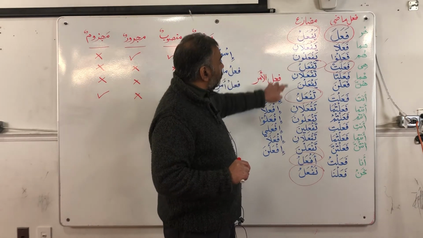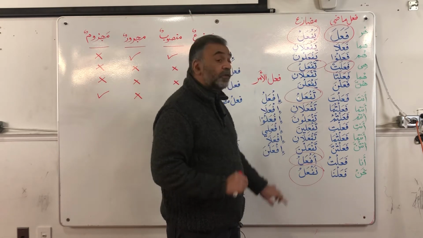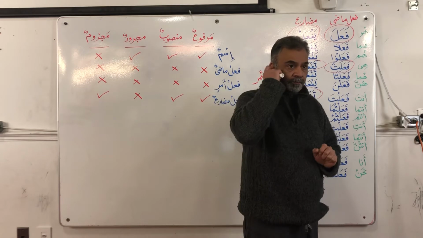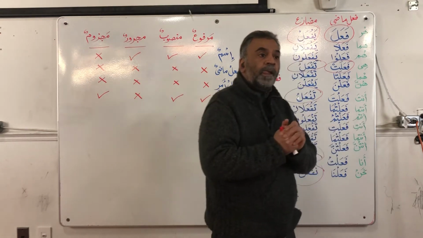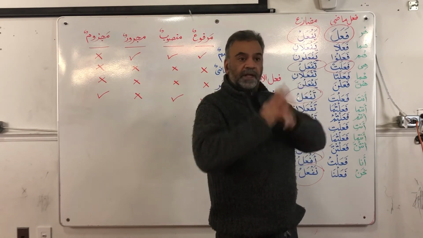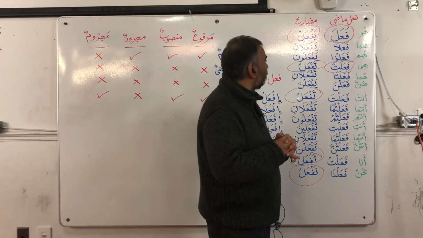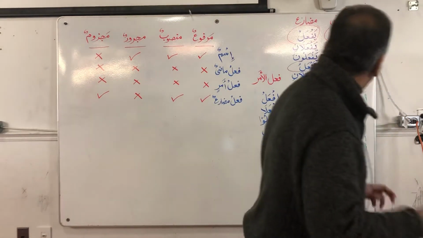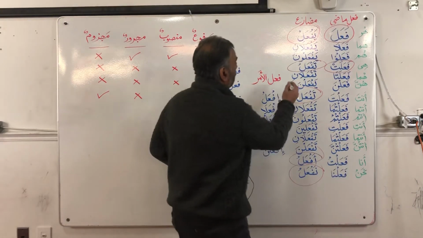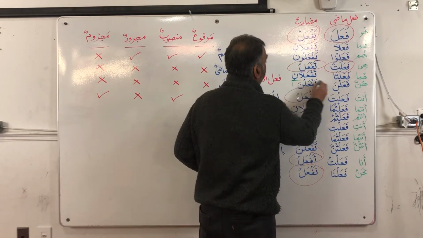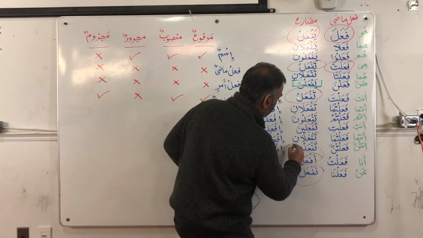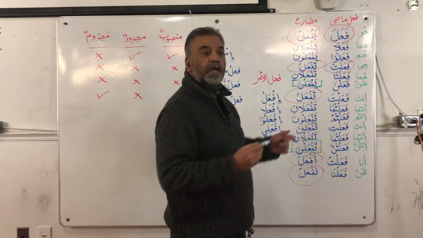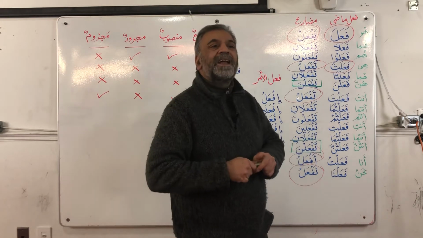Yaf'alu, taf'alu, taf'alu, af'alu, naf'alu, we call it five in your pocket. So, whenever they come, the doer is always mustatir. Remember that. What about yaf'alna and taf'alna? Hunna and antunna, they are mabni.